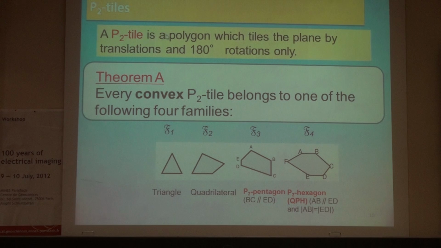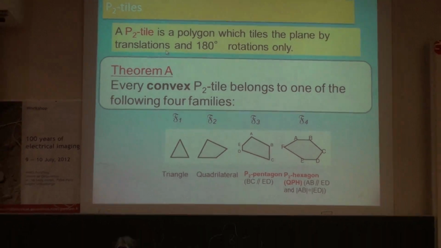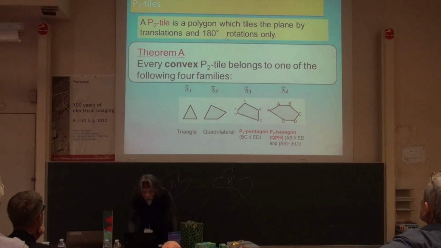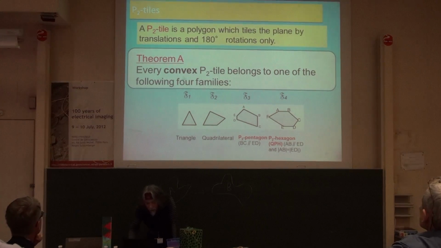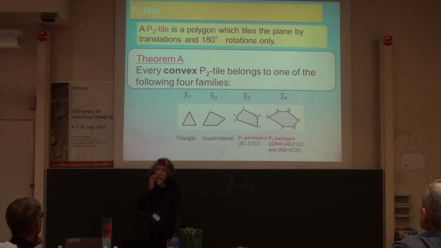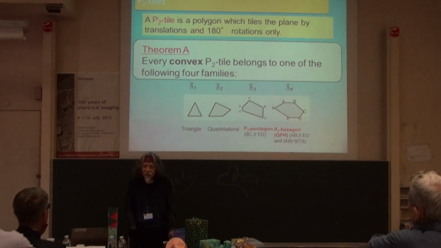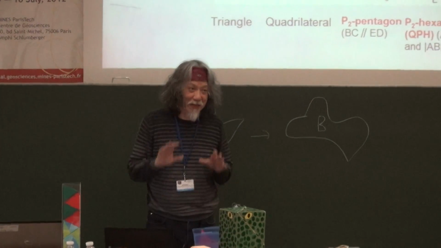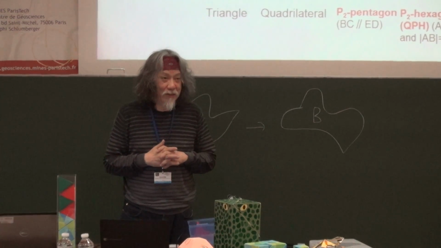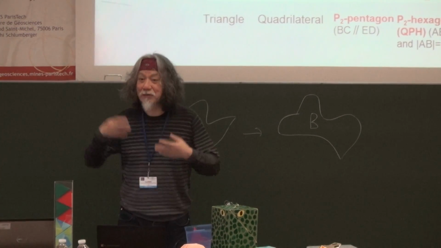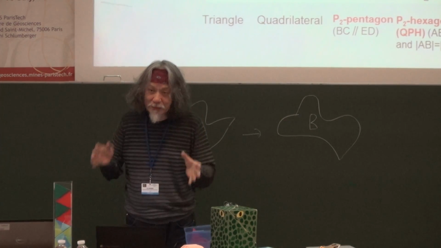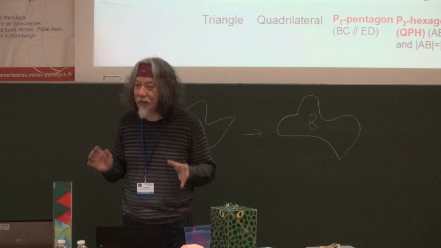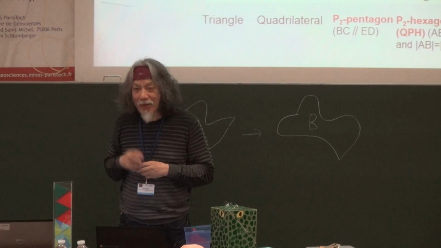And a P2 tile is a polygon which tiles a plane by translation and 180-degree rotation only. Then the quite easy statement is this: every convex P2 tile belongs to one of the following 4 families. So by ancient tiling theory, every triangle tiles a plane, every quadrilateral tiles a plane, and exactly 14 different kinds of pentagon tile a plane.